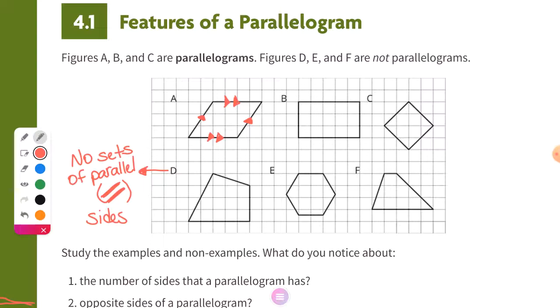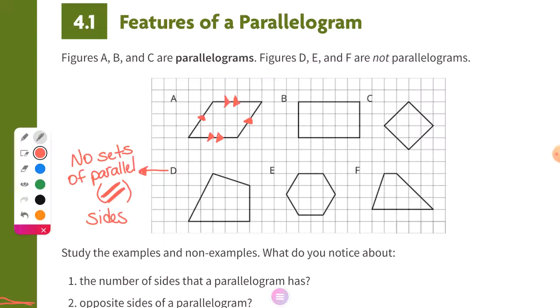What about E? Actually, sorry. Go back to D for a second. What can we call D? What is the proper name of D? Bryce? Trapezoid? Not a trapezoid. Anybody know? Jack? An irregular rectangle? No? Okay, we'll come back to it. E. Does anybody know why E is not a parallelogram, Sadie?